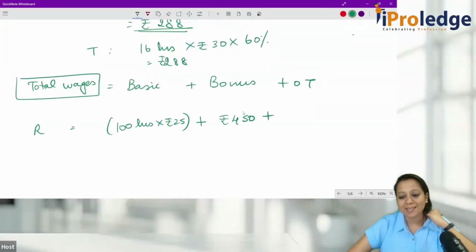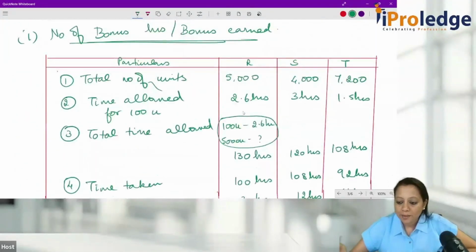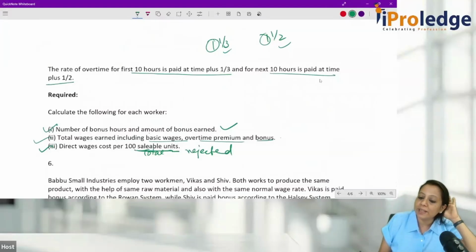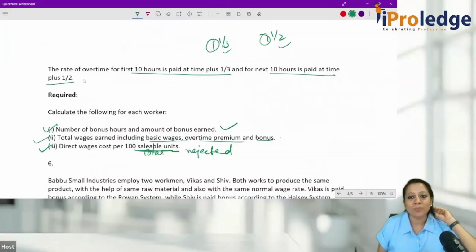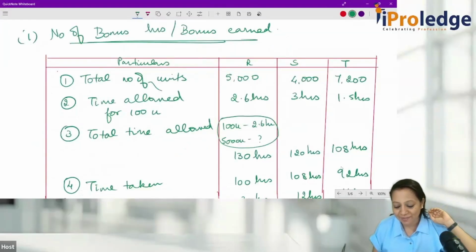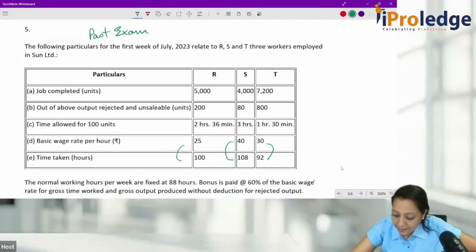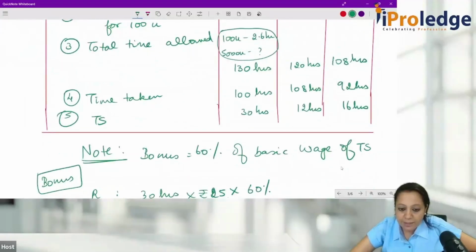Shall we proceed? So I want to show you this part. The rate of overtime for the first 10 hours is paid at the time plus one third. And for the next 10 hours, it is time plus one and a half. That is half. So that means what is the time saved? Time saved is 30 hours.